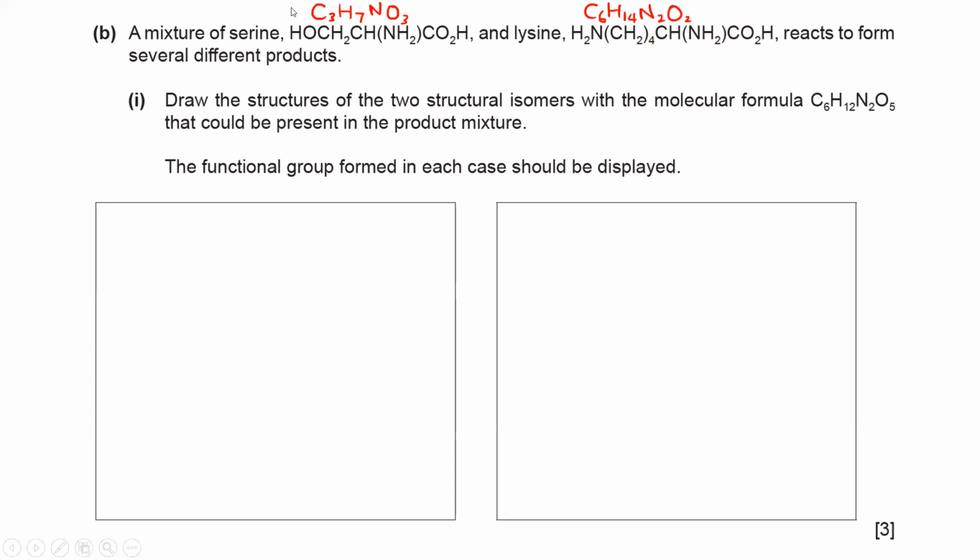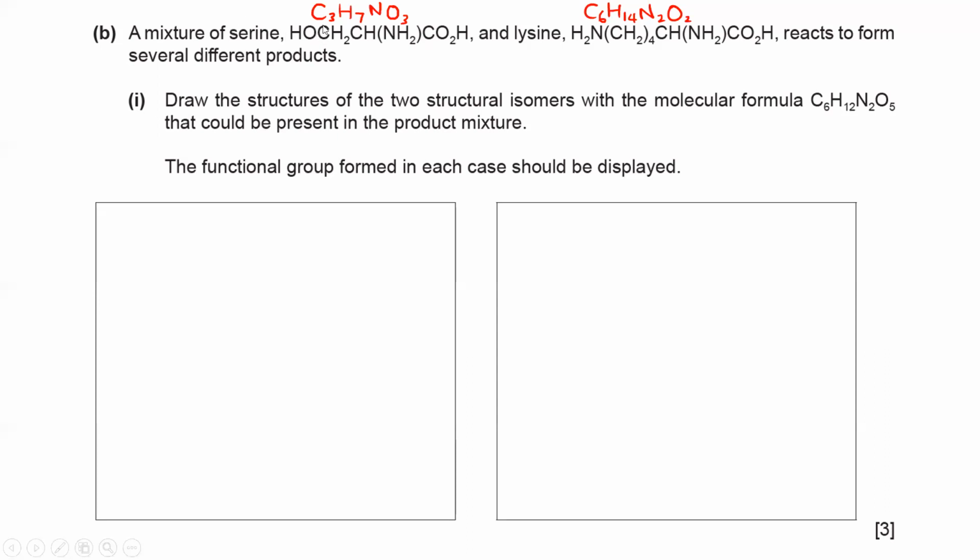Okay, now serine 3 carbon, lysine 6 carbon, and they wanted us to draw the structure of isomers with the molecular formula of this, right? So if you look at the molecular formula, 6 carbon, lysine also 6 carbon. So it cannot be lysine alone not reacting with anything. They won't ask you to do such thing. And if you look carefully, the number of hydrogen, nitrogen, oxygens are different. Serine has 3 carbon. So it's very high chance that it is actually a product of 2 serine reacting with each other.